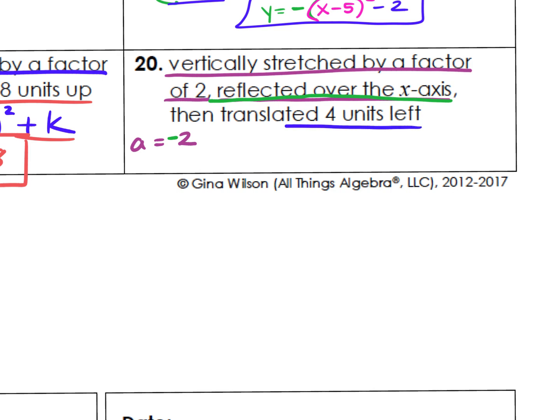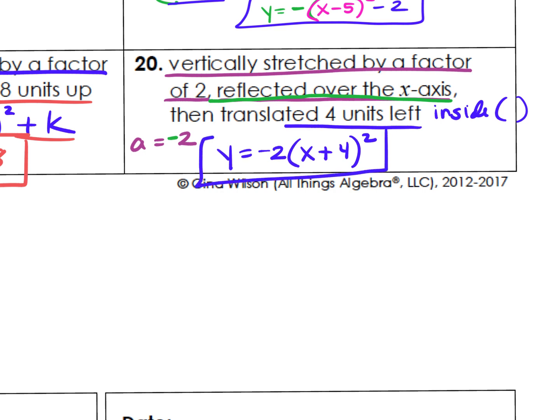4 units left. Is that inside or outside parentheses? This is inside the parentheses. So it's going to be y equals A times x. Is this plus or minus if you're going left? This is plus, opposite of what you would expect. Left is usually minus. This is plus because it's inside. Don't forget the squared. Lots of people forget the squared. What comes behind that? Nothing. You're done. This is it. Okay?